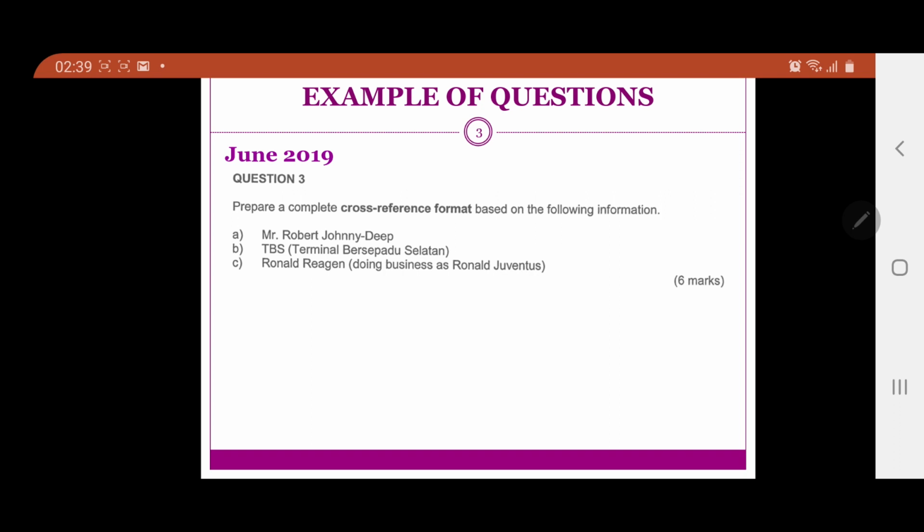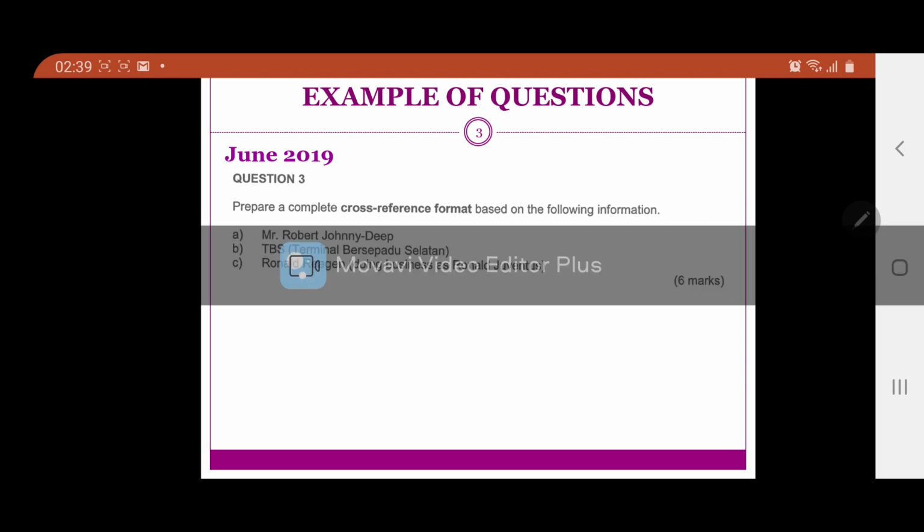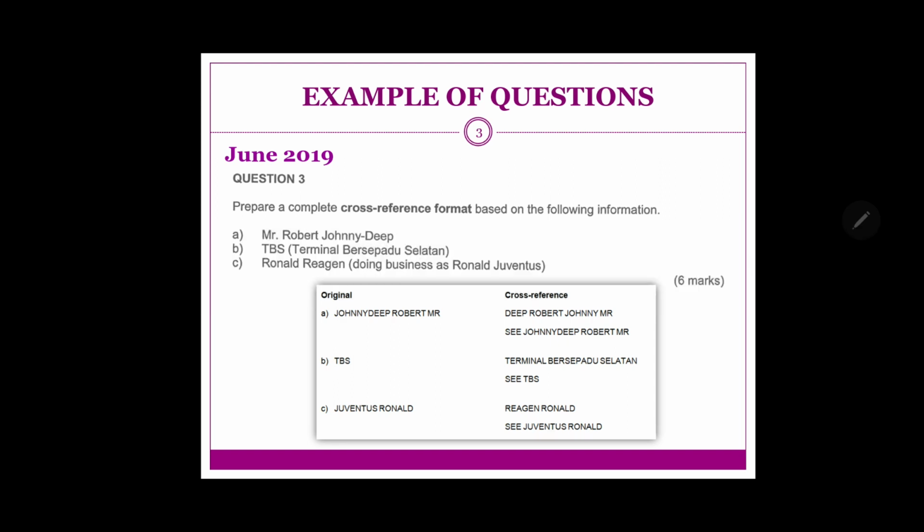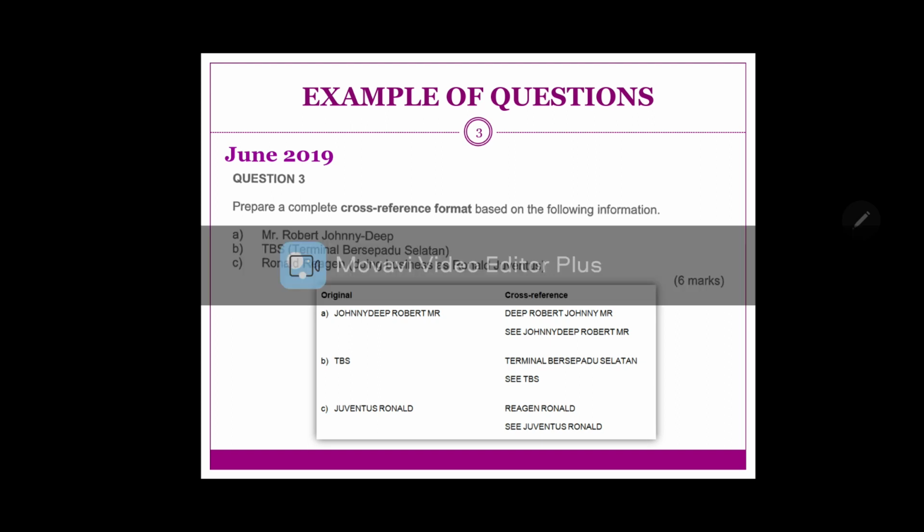Usually they will give you 3 different questions which comprise 6 marks. So here I will show you the answer. This is the appropriate answer that you should give, at which you must have one table with the heading Original on the left, and on the right a Cross-Reference heading. Usually question number 1 is A, Mr.